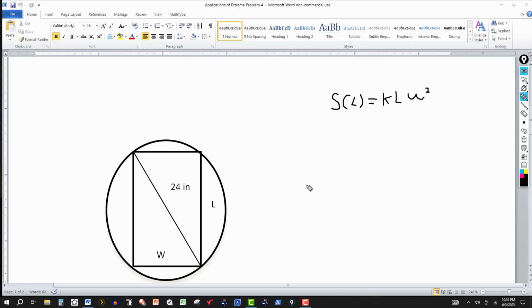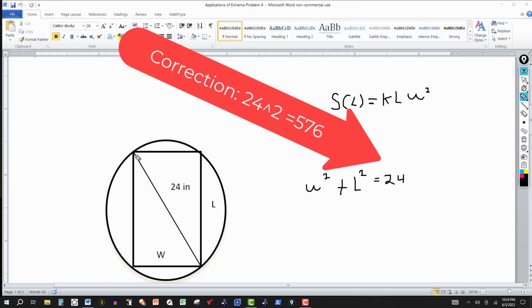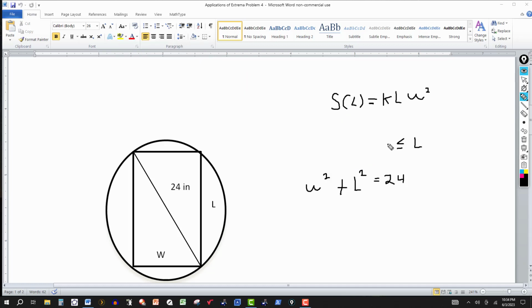So we can see here that W squared plus L squared is equal to 24 squared. Because the diameter of this cross section is 24, we have to have L somewhere between 0 and 24. So L is greater than or equal to 0 and less than or equal to 24. That'll be the interval we're looking at, since we're looking for a maximum strength.